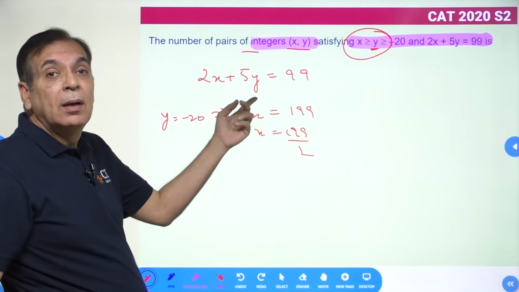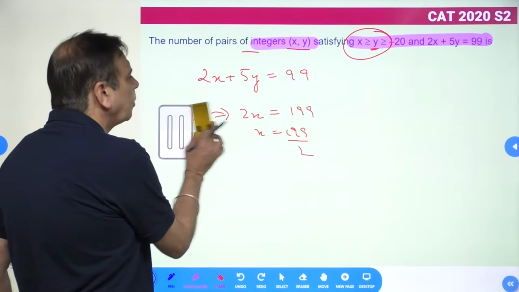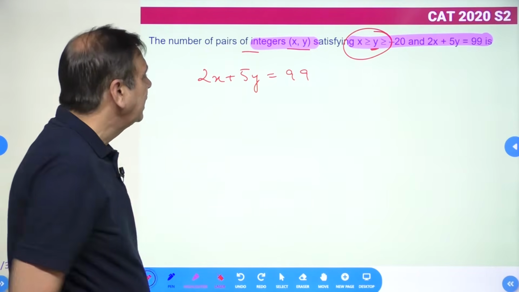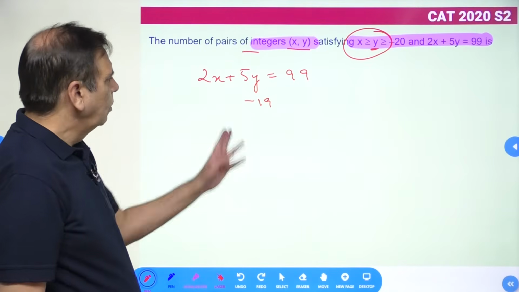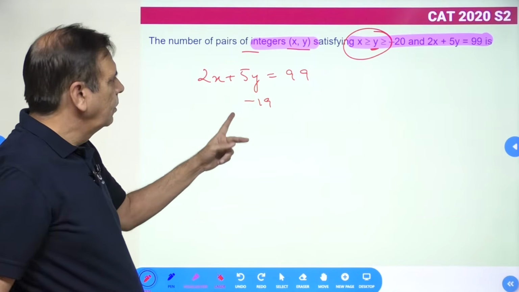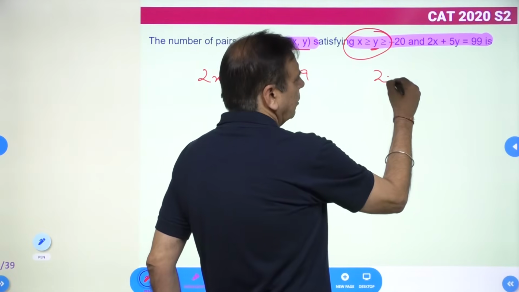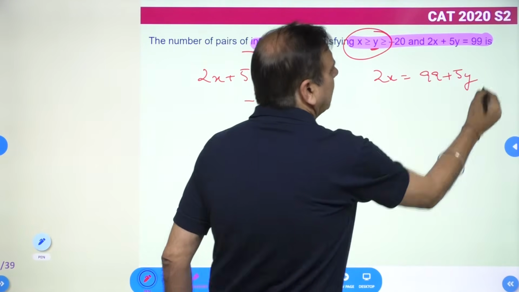Y has to be an odd number, because odd plus odd becomes even. So what will the smallest possible value of y be? Minus 19. So smallest possible value of y will be minus 19. What will it mean for x? Minus 19 into 5. After all, I can write it as 2x is equal to 99 plus 5y, right?